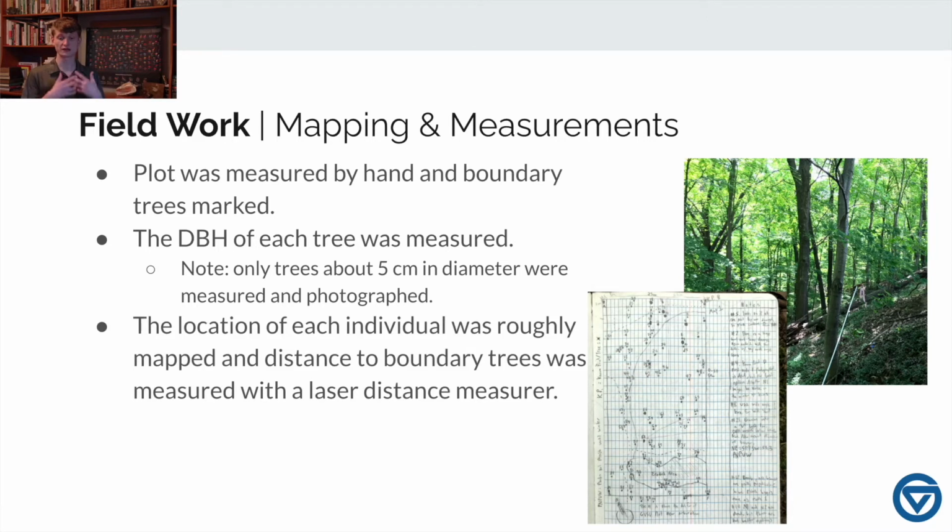And then the location of every individual was mapped in my field notebook, which you can see in the image there. And a distance to one of those boundary trees I mentioned was measured with a laser distance measure, actually to 2 boundary trees, so that in the future someone could come back and, using my map and using the compass angle and the distance to some of those known trees on the border, they could find that exact same tree again and measure it.